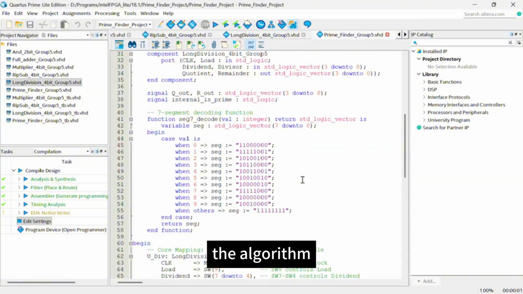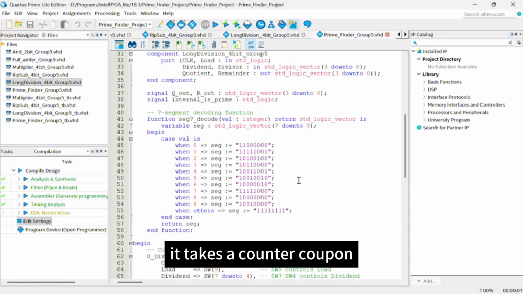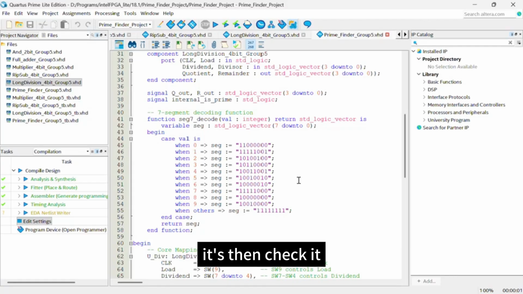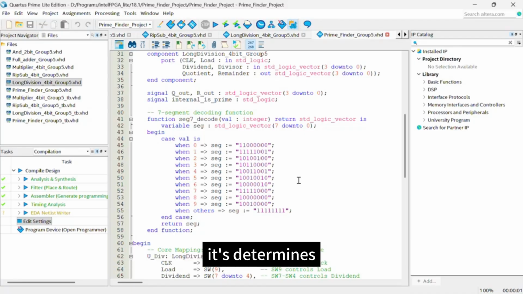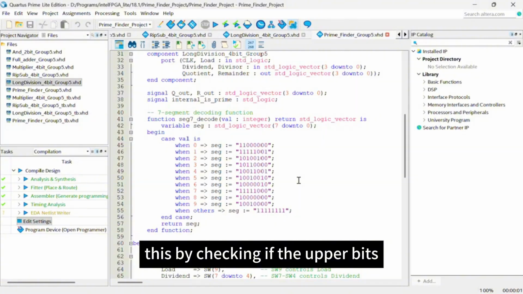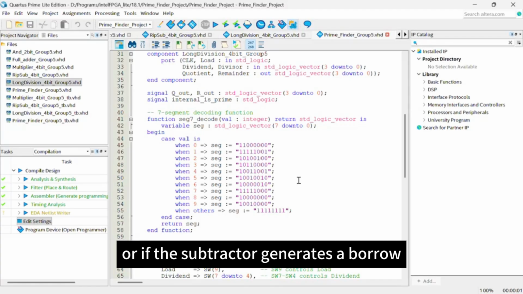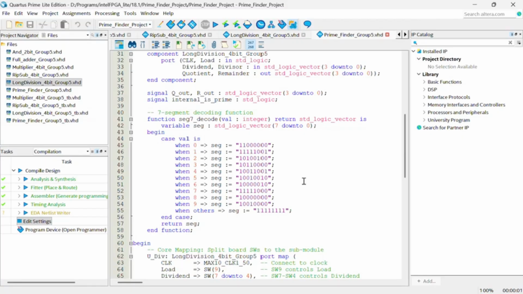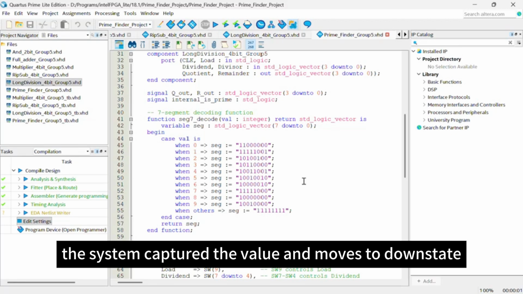The algorithm in the calculate state, the system uses a trial quotient method. It takes a counter Q quant, multiplies it by the divisor to get a product. It then checks, is the product greater than the dividend? It determines this by checking if the upper bits of the multiplication result are non-zero, or if the subtractor generates a borrow. If it overshoots, it means the previous Q quant was the correct answer. The system captures the value and moves to the DONE state.